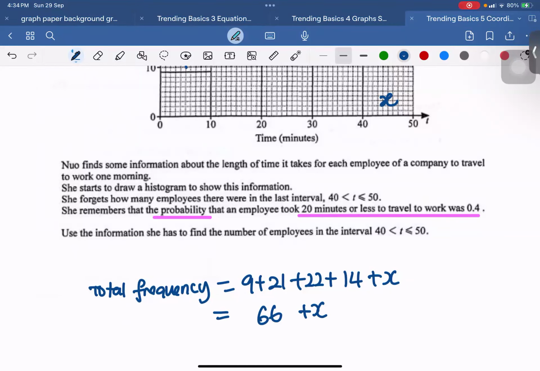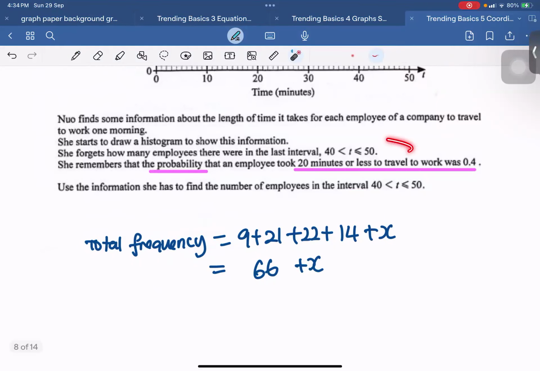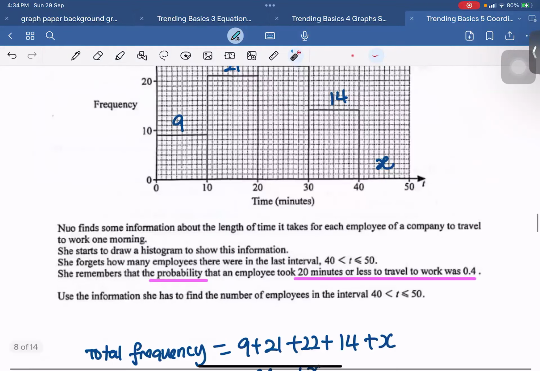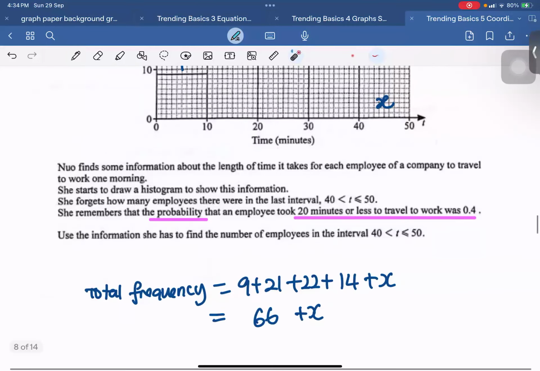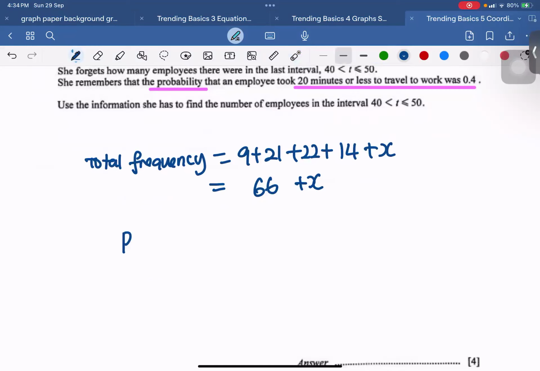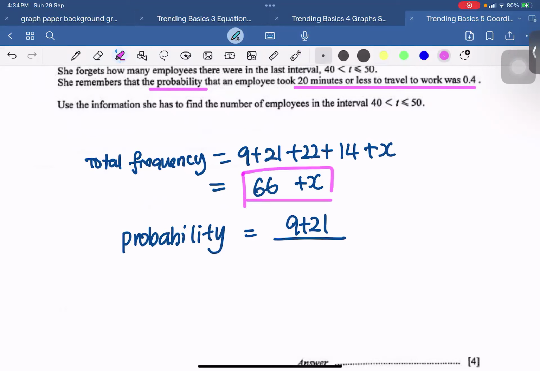Based on the same concept, took 20 minutes or less to travel. So it's 9 and 21, so it's 9 plus 21, out of my total, six plus 8. This probability they give me equals 0.4.